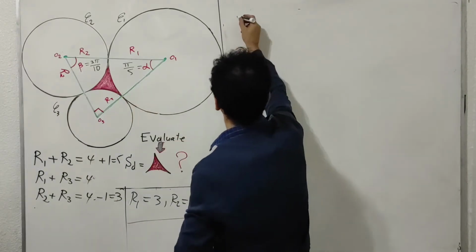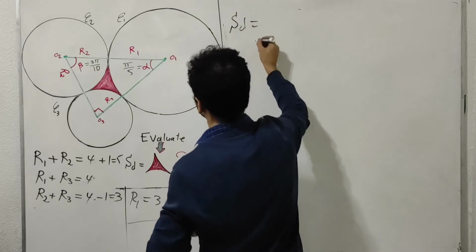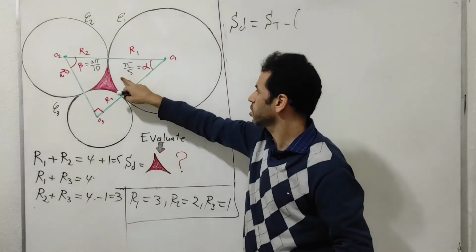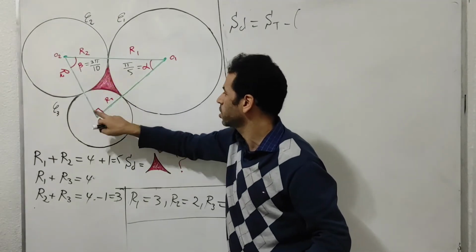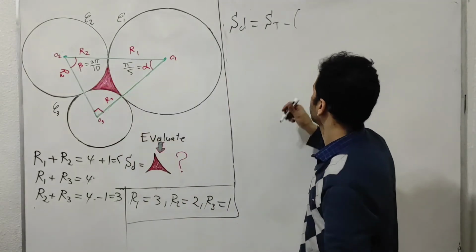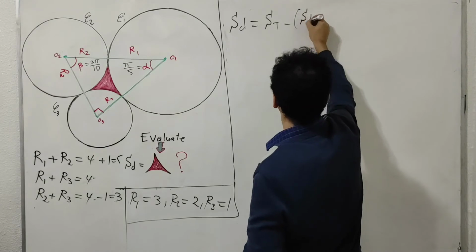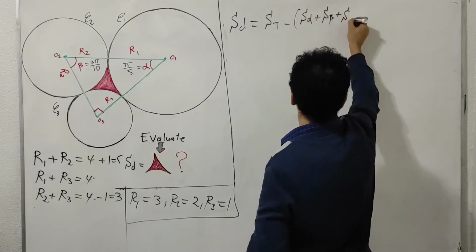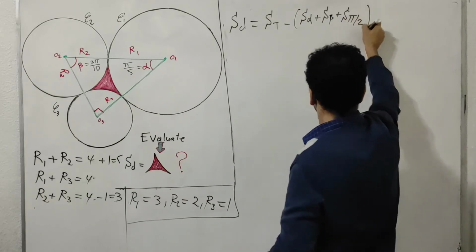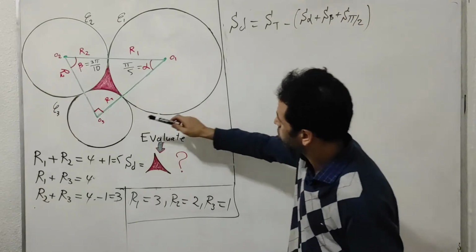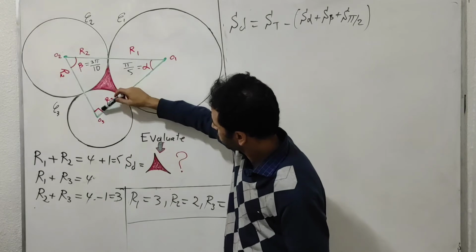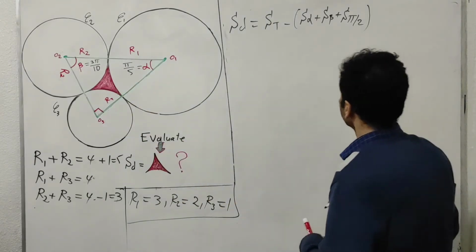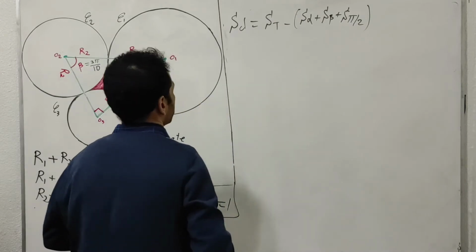The shaded area, let's call it D, equals the area of this triangle minus these areas: S alpha, S beta and S pi over 2. Okay, so we'll get minus S alpha plus S beta plus S pi over 2. I name S pi over 2 as an area because I mean the right triangle pi over 2 of this one. Okay, so now I'm going to calculate one by one.